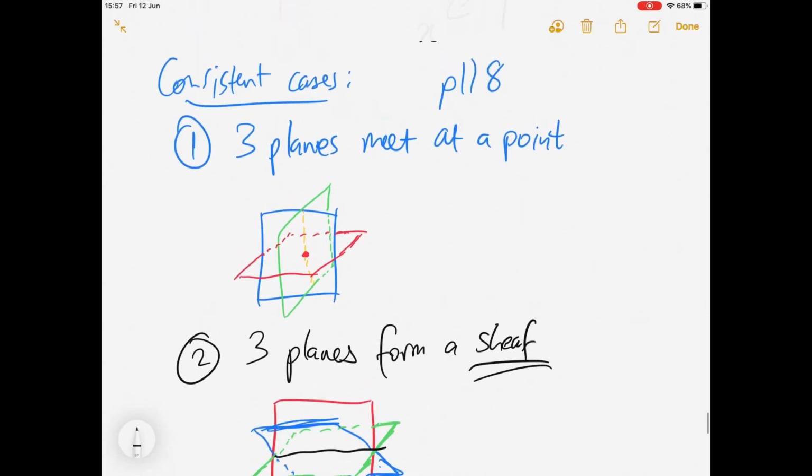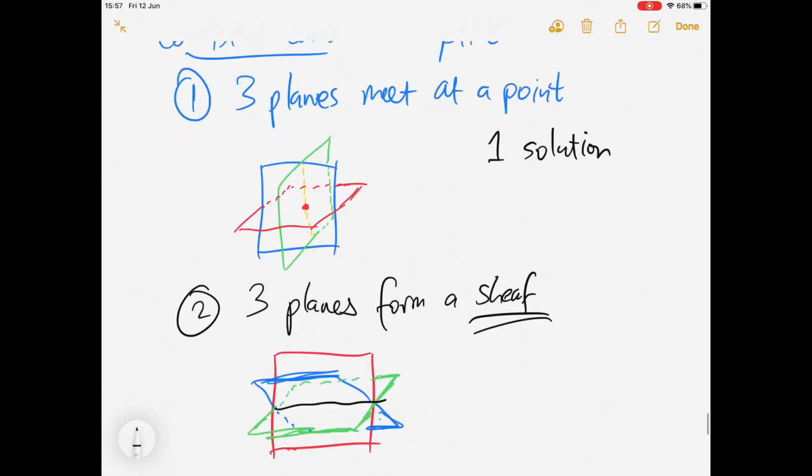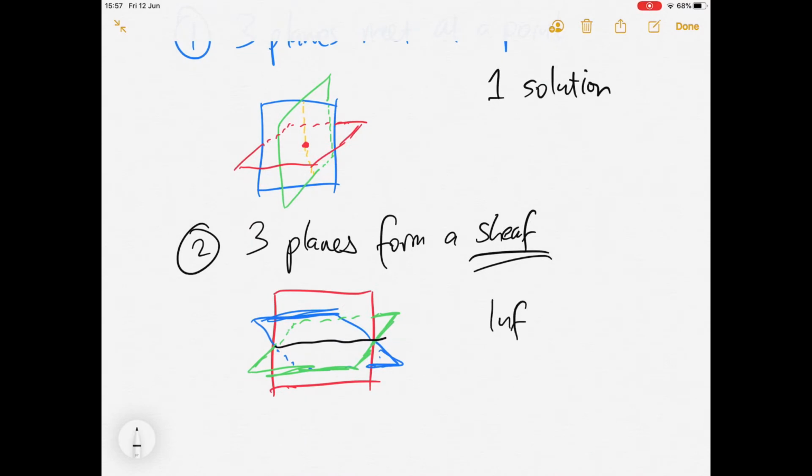So here, they meet in a point. There's only one solution to the system of equations. Here, there are infinitely many solutions, all on this line.